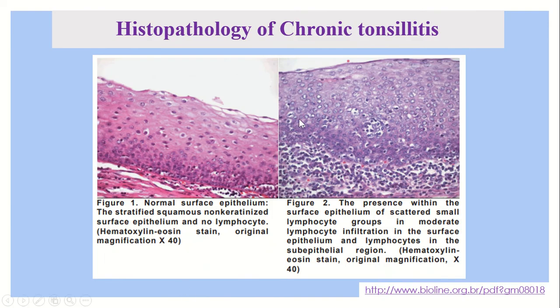This slide illustrates the normal tonsil and the pathology of the tonsils during chronic tonsillitis. In the normal tissue, we see stratified squamous non-keratinized surface epithelium and no lymphocytes. But here in the surface epithelium, we see scattered small lymphocyte groups, moderate lymphocyte infiltration in the surface epithelium, and lymphocytes in the subepithelial region.